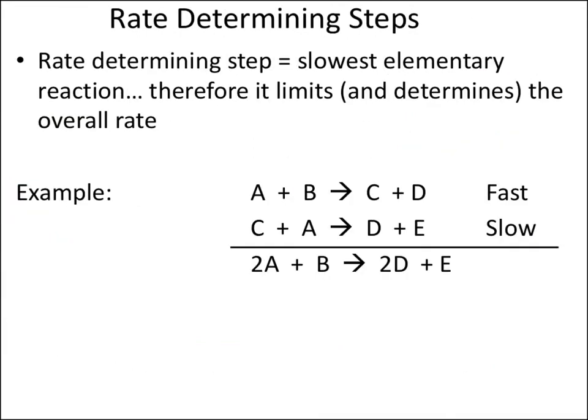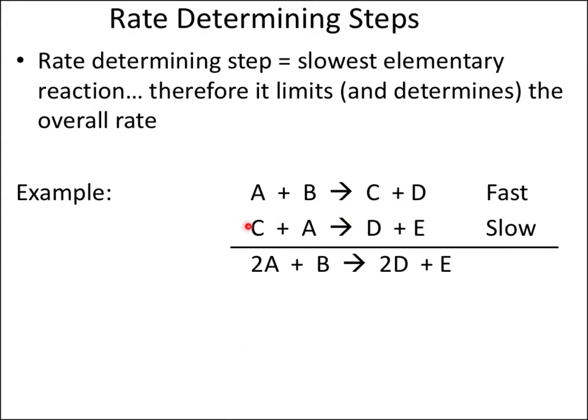All right, and then the last thing, which I hinted at earlier: we're going to start looking at rate determining steps. Essentially it's the slowest elementary reaction, and it limits and determines the overall rate. So an example here would be that my first elementary reaction is fast, and my second one is slow.